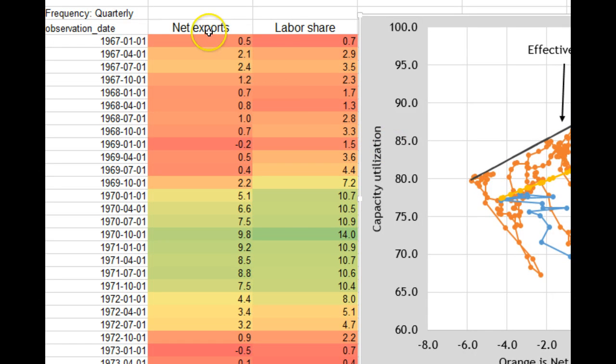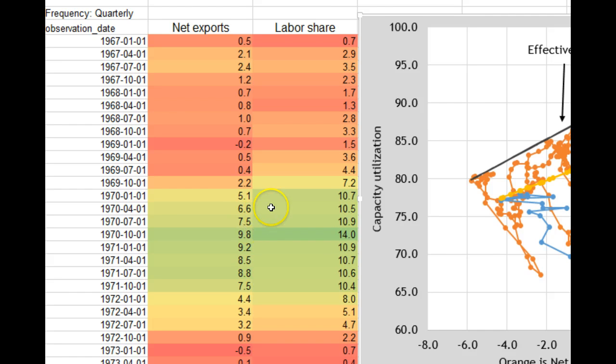Here you see a column for net exports and labor share. So when it gets red like this, that means that you're very close to the effective demand limit. So you can see that they're matching up. The red and red are matching up. 1967, 1968, 1969: net exports was hitting the effective demand limit, and labor share was hitting the effective demand limit. And then down here in the green, they kind of backed off. You can see that this number rises and this number rises, so that labor share and net exports backed off from the effective demand limit.